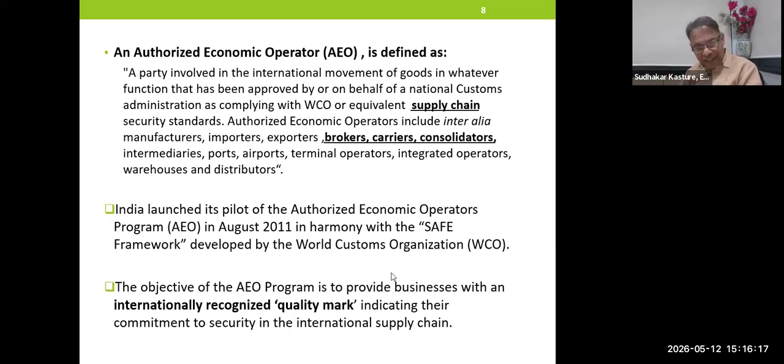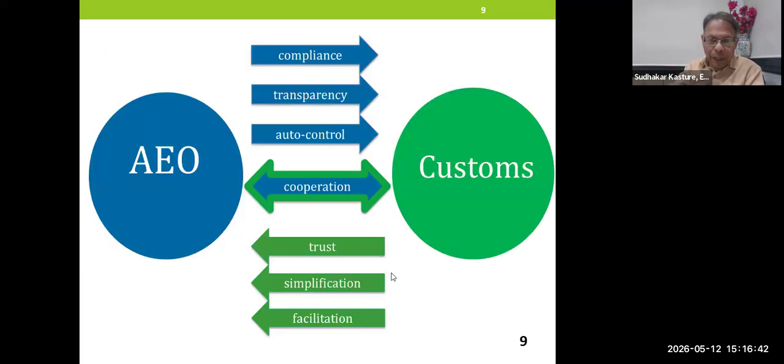And this is truly an international recognition. Like you have another recognition which is Indian recognition. You are 1 star, 2 star, 3 star, 4 star, 5 star export house. But this is national recognition. This is not necessarily recognized by the countries abroad. But as far as AEO is concerned, it is recognized by all countries where WCO is a member. What it basically talks of is three things. One, a AEO registered person should give guarantee for compliance, transparency, and auto control. In return, customs will give him trust, simplification, and facilitation. This is how the system is evolving.